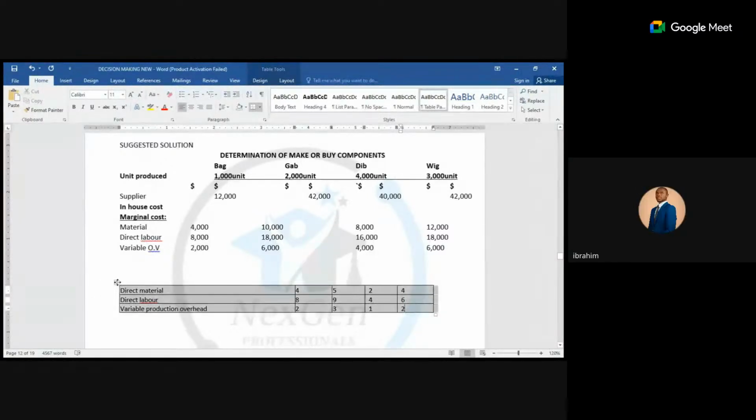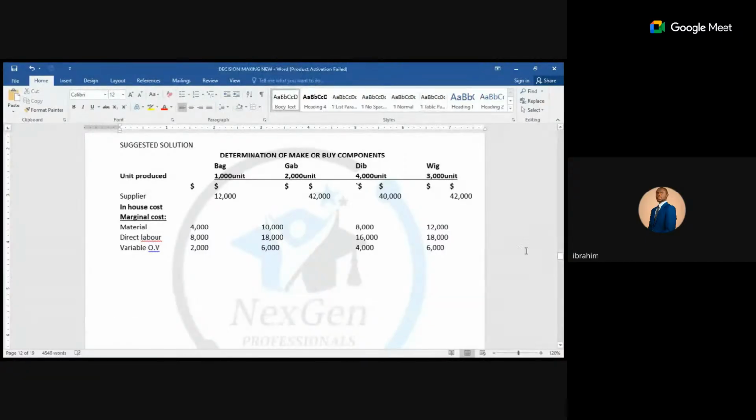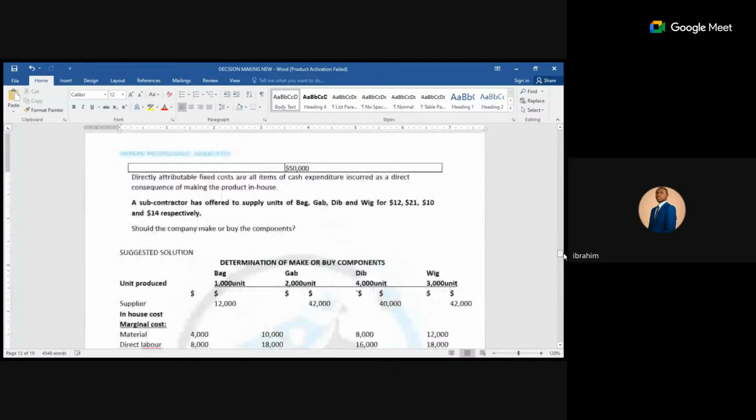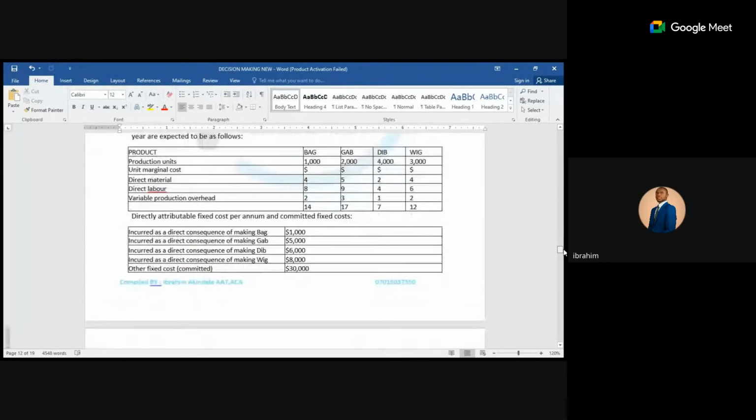So we are done with this class. What we have now is the direct attributable costs that are directly incurred in each of these products. Don't forget, it is relevant cost. This committed cost will not be included because it is a sunk cost. So we can, let me do something here.